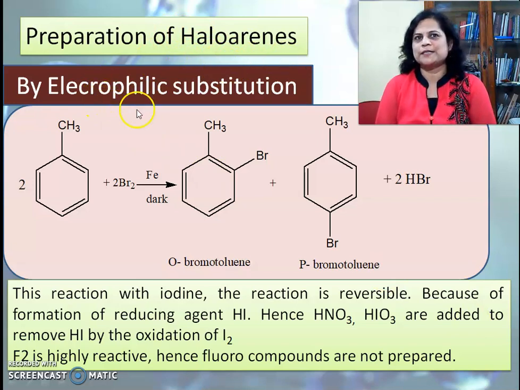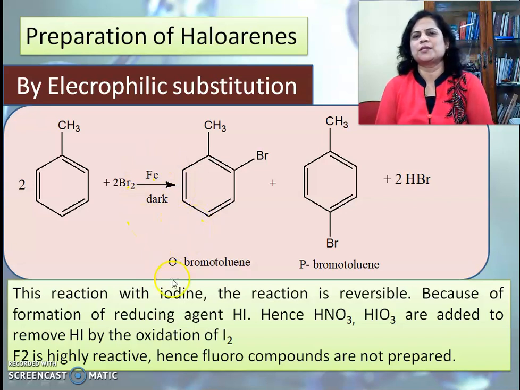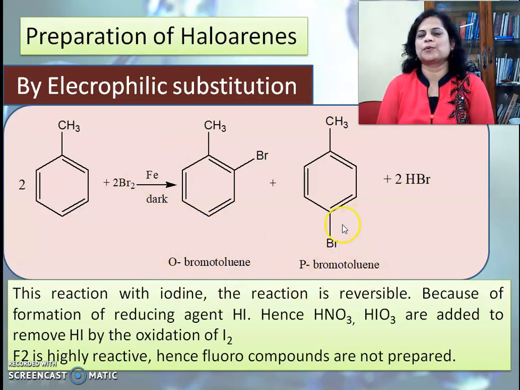By the electrophilic substitution reaction, see the example, toluene. Toluene when it reacts with Br2, that is the halogenation reaction. So Fe and dark, these are the conditions for that reaction. And we get a mixture of ortho-bromotoluene and para-bromotoluene. So this is the electrophilic substitution type of reaction, and mainly that reaction is used for the preparation of chloro and bromo compounds only, because when you are using I2, you get the side product HI, which is a strong reducing agent, and the reaction takes place reversibly. We will not get a stable product.